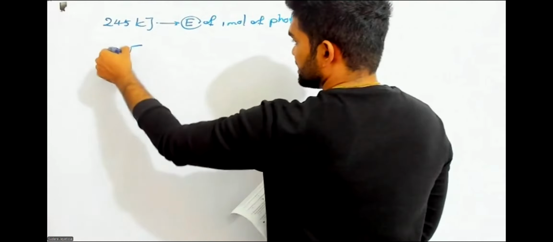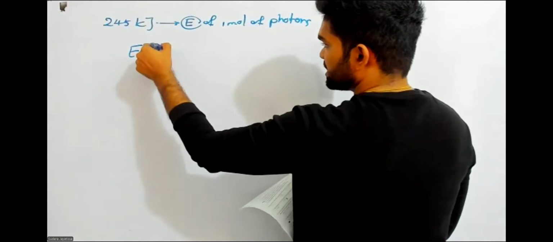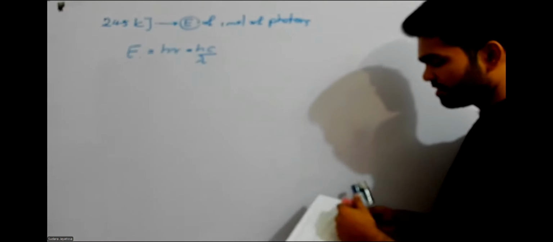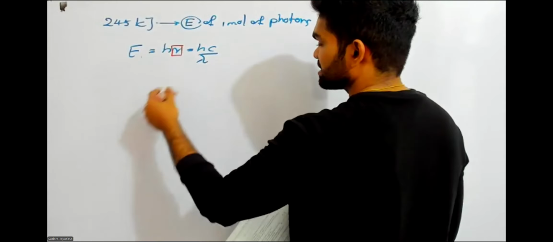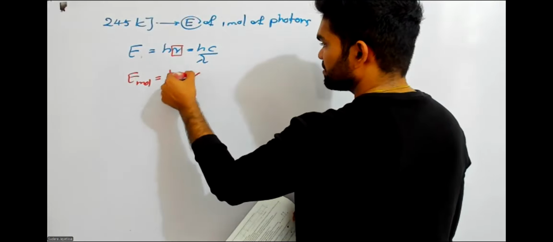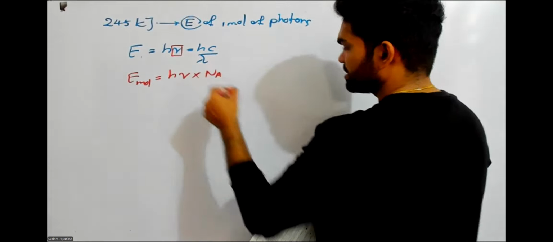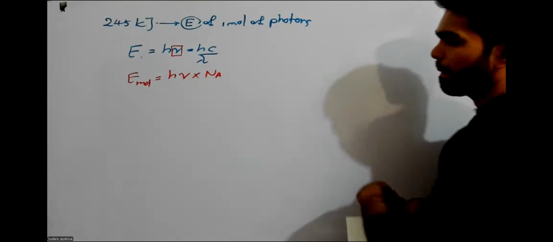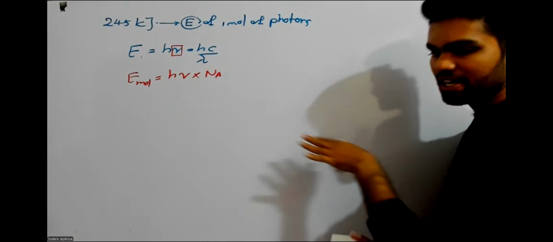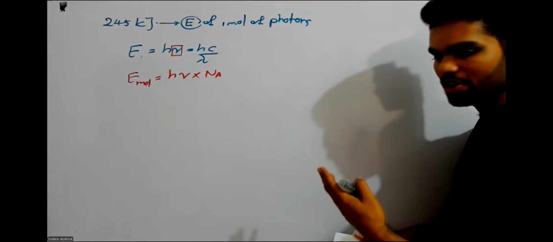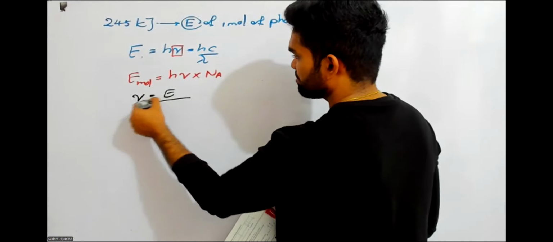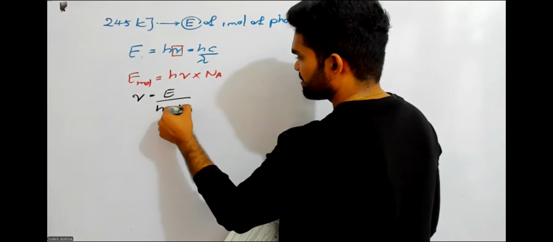Okay, so energy is equal to h nu, equal to hc over lambda, and we are using this one. They are asking frequency. So energy of 1 mole of photons is h times frequency times Avogadro number. You can find this by using wavelength and then find frequency, but it's a kind of long path. So here your frequency is equal to energy of 1 mole over h times Avogadro number.